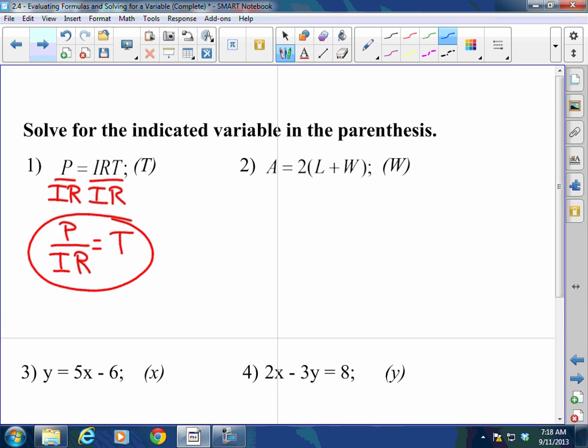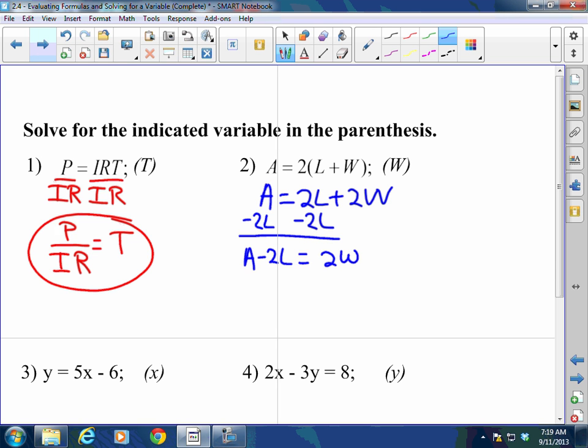Number 2. A equals 2 times parentheses L plus W. Now, we can go ahead and distribute, but that's going to take a little bit long. Okay? Let me show you both ways actually. A equals 2L plus 2W. Okay? I want to isolate the 2W. 2L is being added to 2W, so I want to get rid of this positive 2L. So I subtract 2L to both sides. So I have A minus 2L equals 2W. I want to get rid of the 2 that is being multiplied to the W, so I divide by 2 to both sides, and W will equal A minus 2L over 2.